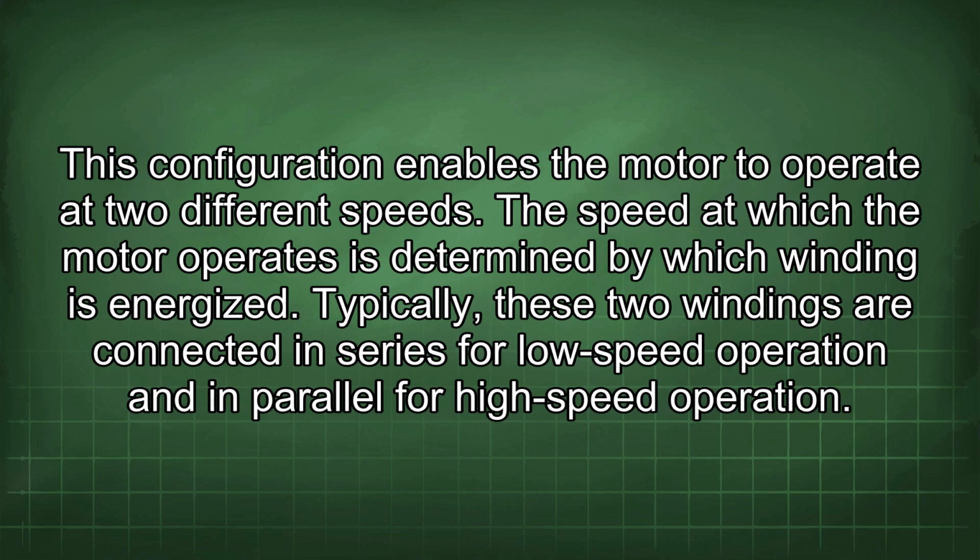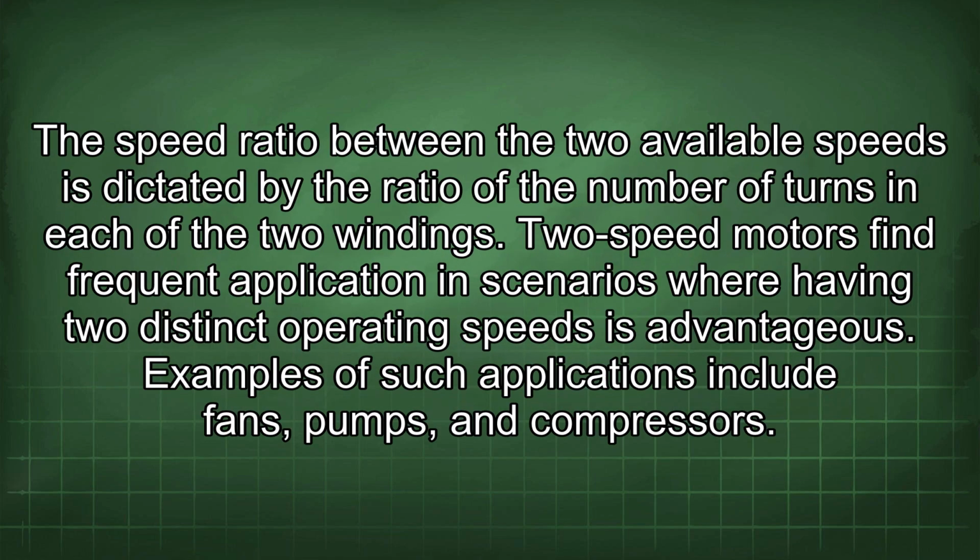Typically, these two windings are connected in series for low-speed operation and in parallel for high-speed operation. The speed ratio between the two available speeds is dictated by the ratio of the number of turns in each of the two windings. Two-speed motors find frequent application in scenarios where having two distinct operating speeds is advantageous. Examples of such applications include fans, pumps, and compressors.